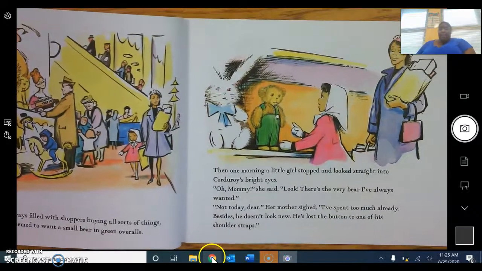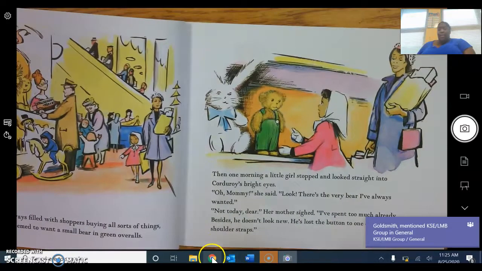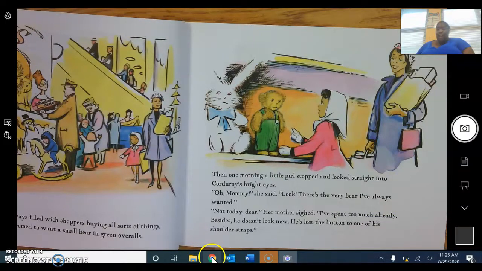Now I want to stop here. So who are the characters? So there are 3 characters in this story right now. Who are those 3 characters? And you can pause the video to identify them.